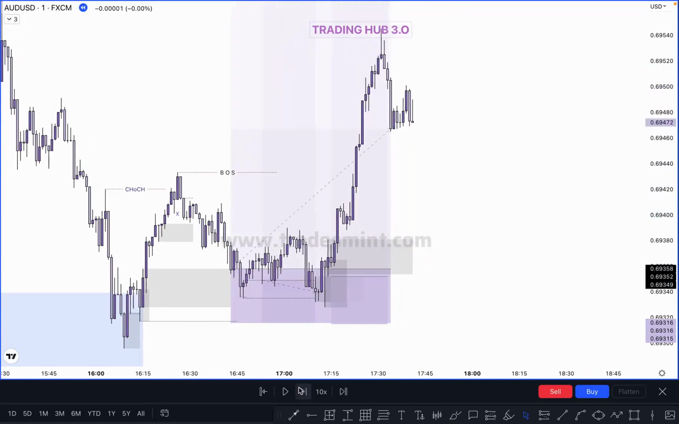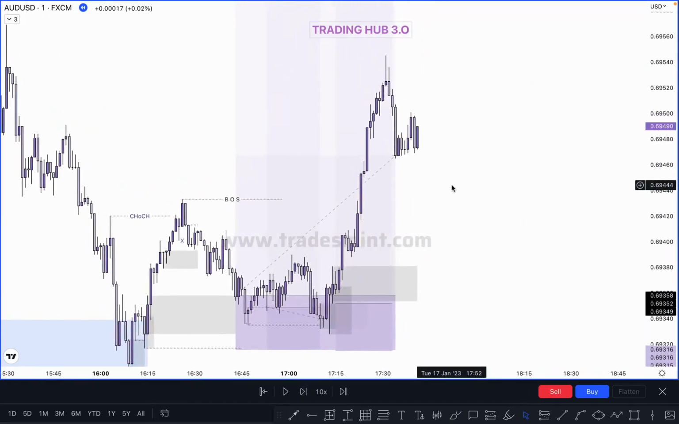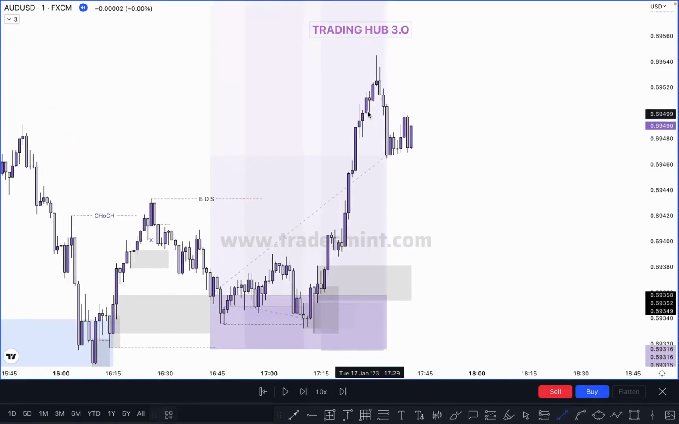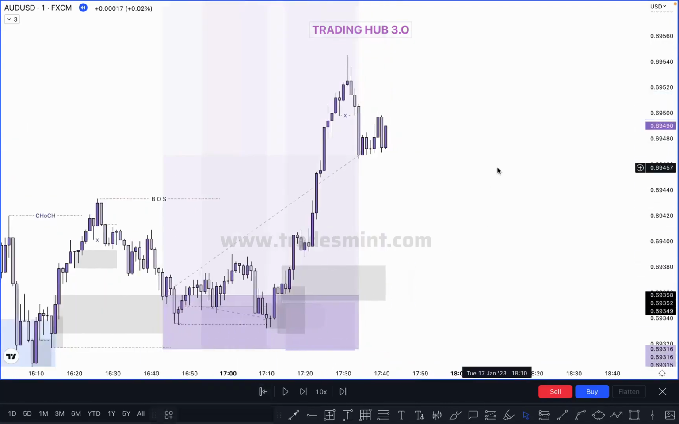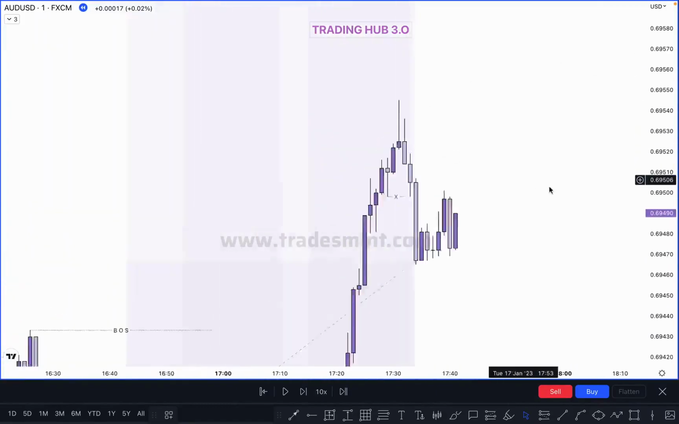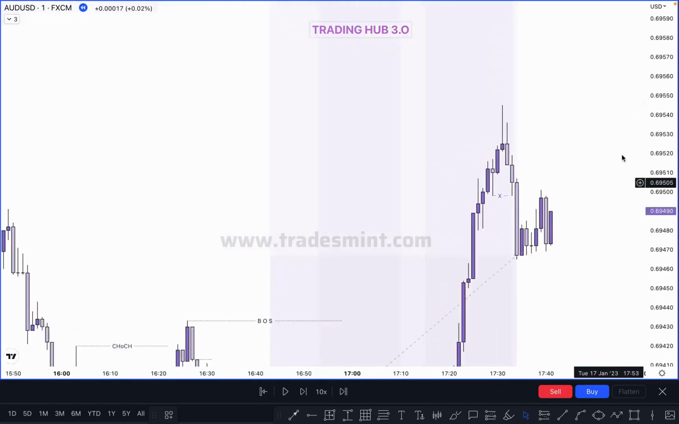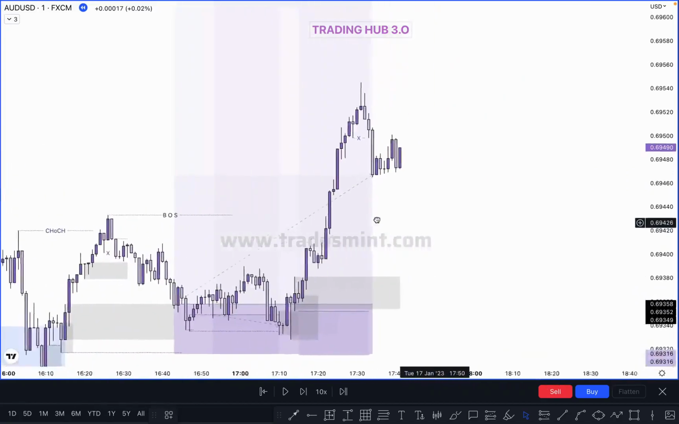Okay, all right. So in this case, as you can see here, where is our next pullback? Look at this one. This becomes our valid pullback, as you know. Why? Because this candle took out the previous candle low. It means this becomes our valid pullback. So let me show you exactly. Look at this one. This bearish candle took out the previous candle low. This becomes our valid pullback. So where is our next POI where we can take a decision for the buy and sell?